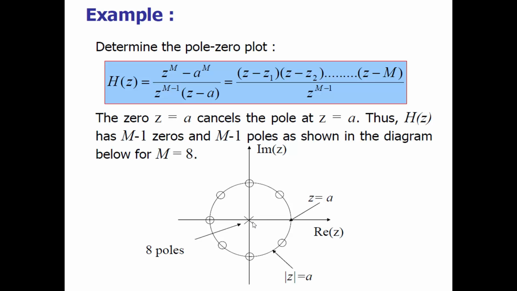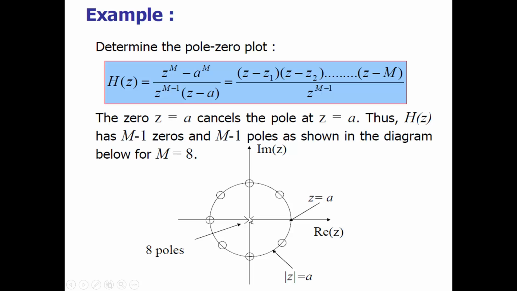And there will be 8 poles which will lie on the origin, right? So these 8 poles will lie on the origin because M is equal to 8. This is how we determine the poles, because it is z to the power M minus 1. So that means capital M is equal to 8. 8 zeros are there which lie on the unit circle. So one pole is there at z equal to a. Actually, here there will be 7 poles, right?